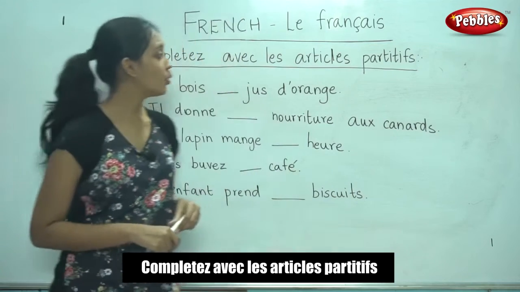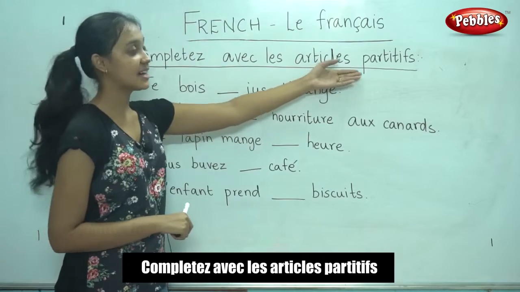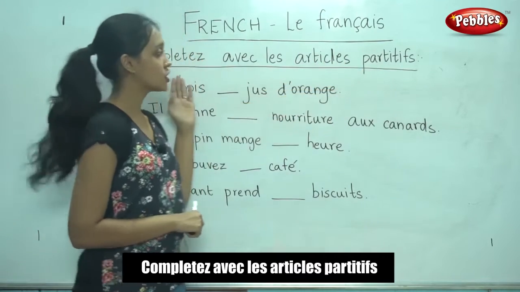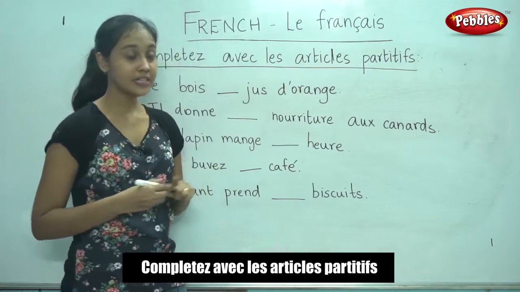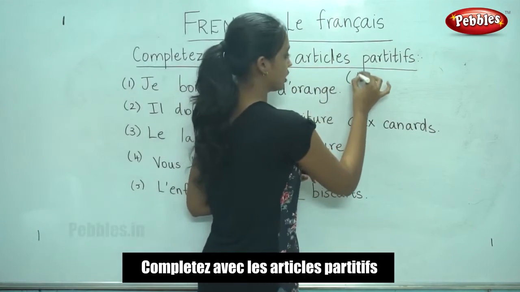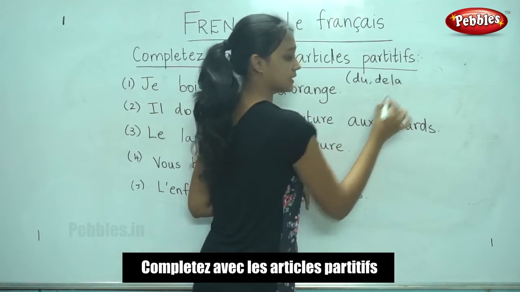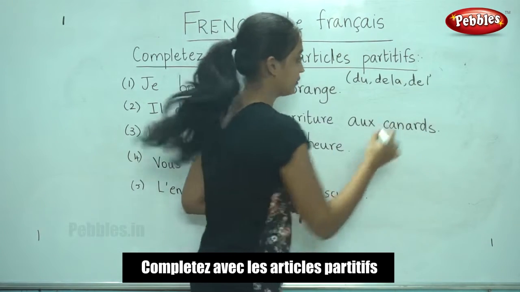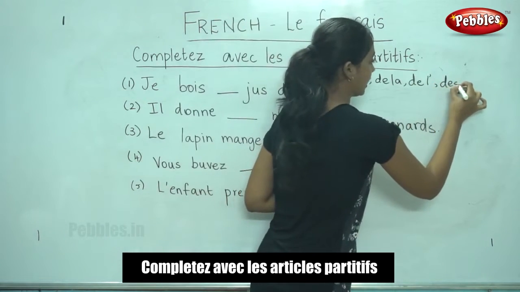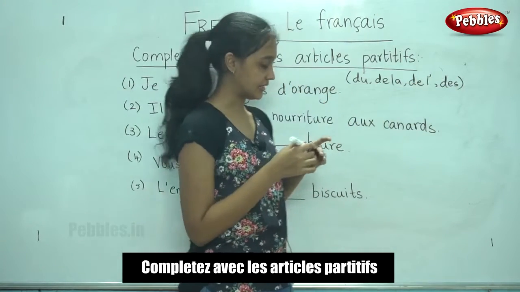Now let us do one more exercise. Complétez avec les articles partitifs. So we are going to use the partitive articles. Do you remember the partitive articles? It was du, de la, de l' and des. So these were the 4 partitive articles.